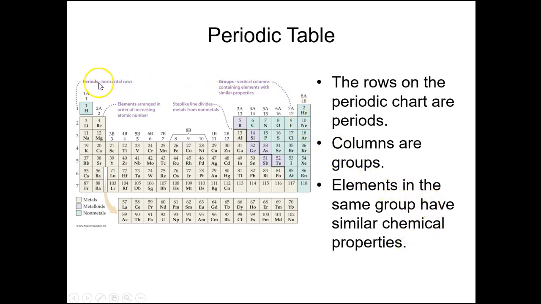So just to go over what's here, the horizontal rows are periods, the vertical columns are groups. The elements are arranged in ascending order of atomic number. And then there's this stair step that we will talk about a little bit later on.